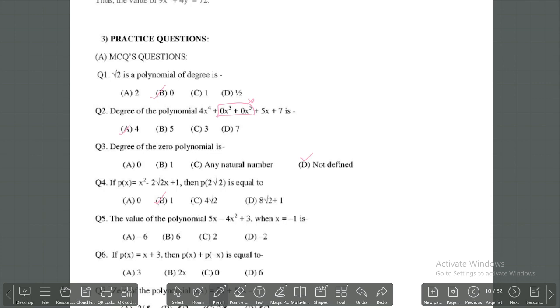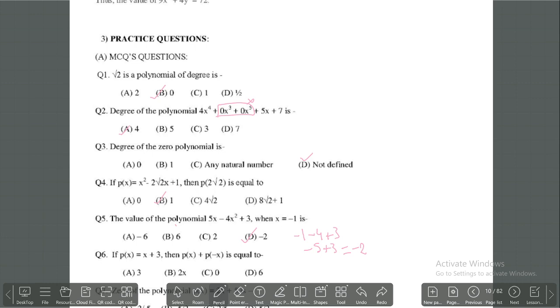Kavya, are you concentrating? The value of the polynomial 5x minus 4x square plus 3, if x is equal to minus 1. Here it is minus 1, next minus 4 plus 3. It is minus 5 plus 3, answer is minus 2, D. Okay?